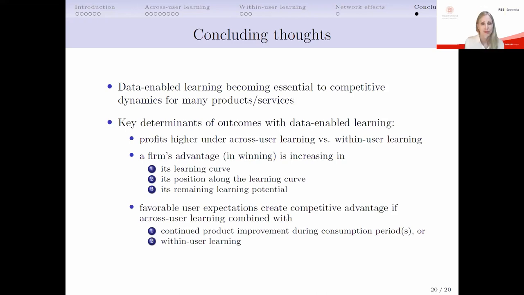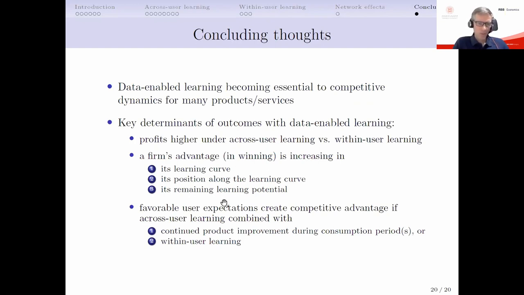Obviously, hopefully I've made the point that data-enabled learning is becoming more and more important, and important to understand in terms of competitive dynamics for many new products and services. In the paper, we look at the key determinants of the outcomes with data-enabled learning. One important lesson was that there's a difference in competitiveness between across-user learning and within-user learning, with within-user learning being more competitive.